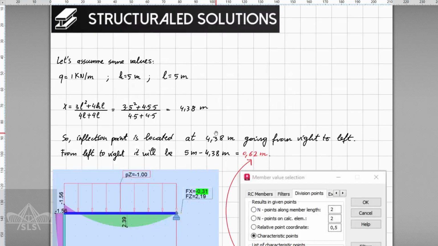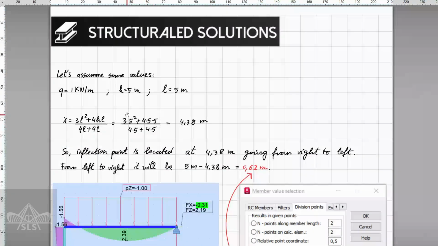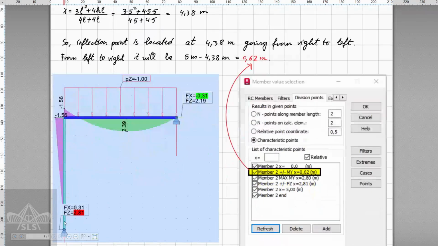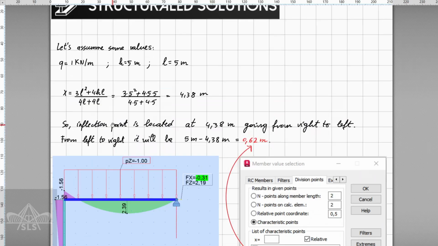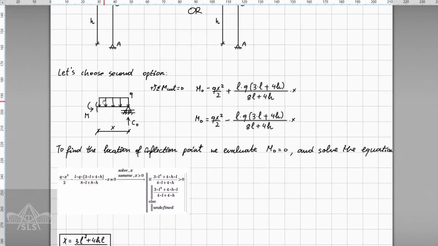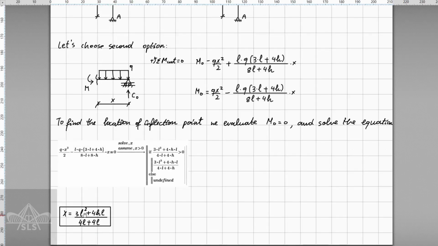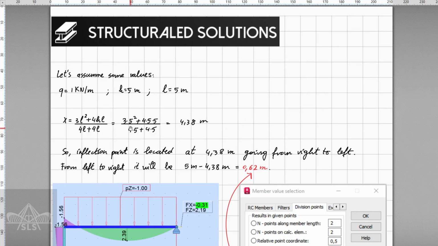And just to make sure that what we calculated is correct, let's assume some values. So let's say that the distributed load on top of the beam is 1 kilonewton per meter, and we have that h, this distance, is going to be 5 meters, distance L 5 meters. So now if we plug into this value of x which we found, which is going to be our inflection point, as you can see here, then we're going to get that the inflection point is going to be located 4.38 meters away from this base point here.